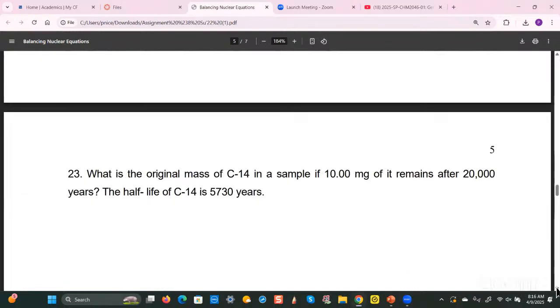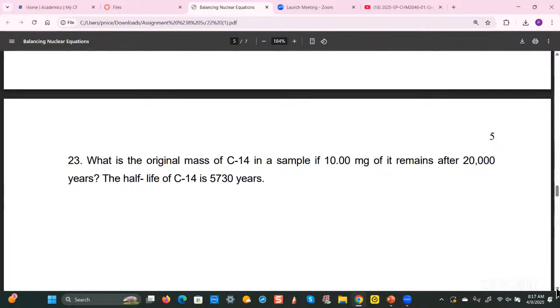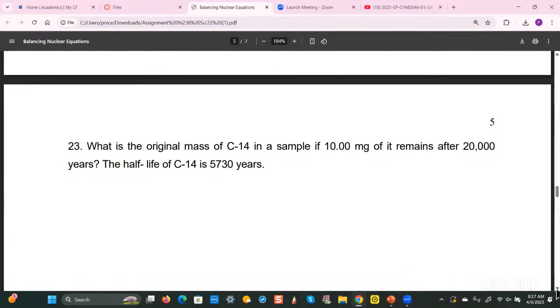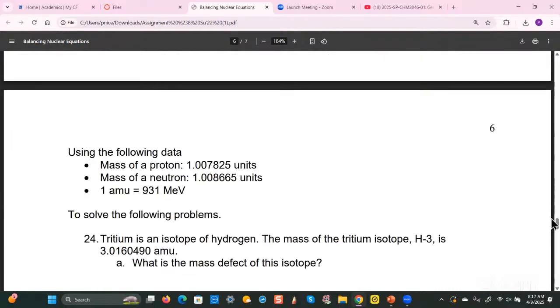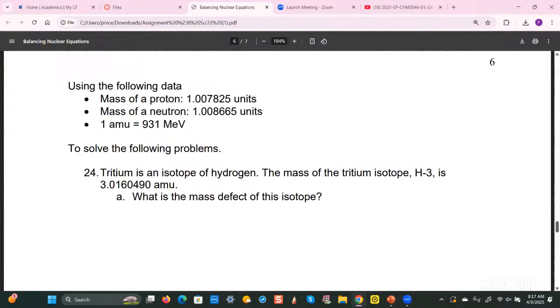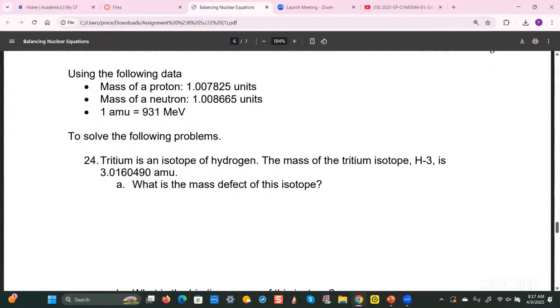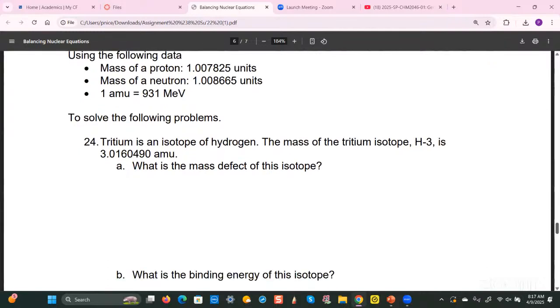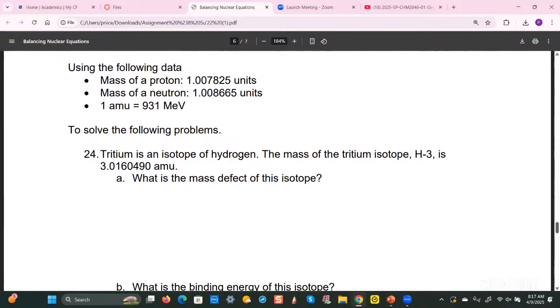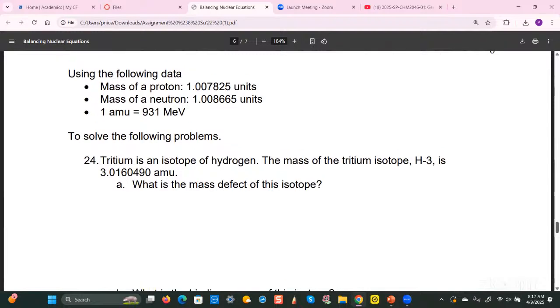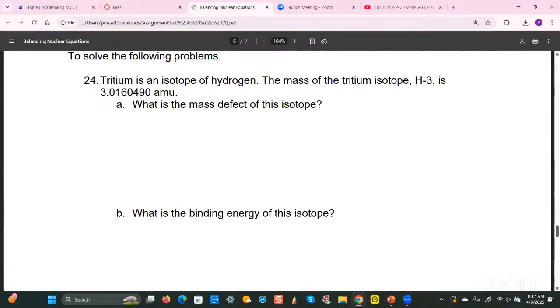Okay, so tell you what, based on what we have done so far, I'm gonna leave you to do question 23. Let me see here, 23. Okay, right, so do question 23, and if you have any issues, let me know. Now, I want to do one of these here, where you're asked to find the mass defect for a particular isotope and the binding energy, right?